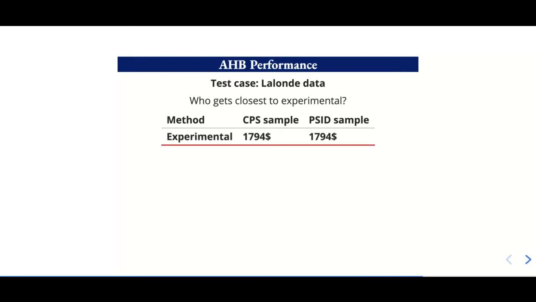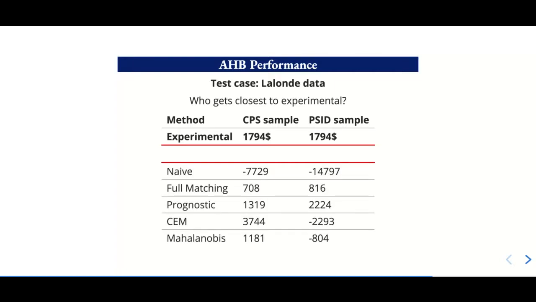The experimental estimate is $1,794 US, and we want to get as close as possible to this. Here are a bunch of existing matching methods, and these are the estimates that they output. A naive method goes completely haywire, and gets nowhere near close. Something like prognostic score matching gets pretty close, actually. It's not too bad, though there is some variance. But AHB is the method that gets the closest by far in this example. As you can see, we're off by at worst $60 roughly, and I think that's a pretty good sign empirically that this is working well in this benchmark data set.